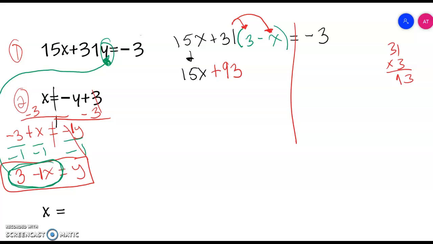What's a negative times a positive? A negative. What's 31 times x? Negative 31x. Equals, did I do anything to that negative 3? Absolutely not.